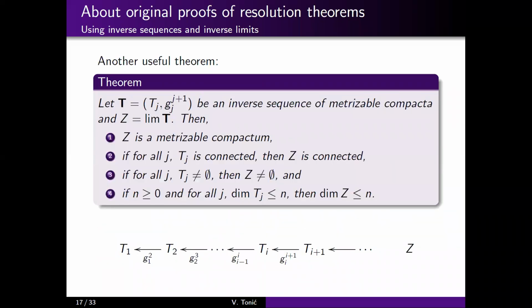And another theorem I'd like to mention is that once you have an inverse sequence whose members are nice enough, then the limit is going to be nice enough also. So this theorem is saying, in the form that we needed, if you have an inverse sequence of metrizable compacta, then the limit is also going to be a metrizable compactum. If all the members of your sequence are connected, then the limit is also connected. If they are non-empty, the limit is non-empty. And if the dimension of each member of your sequence is bounded by some number, then the dimension of the limit is also going to have the same bound.